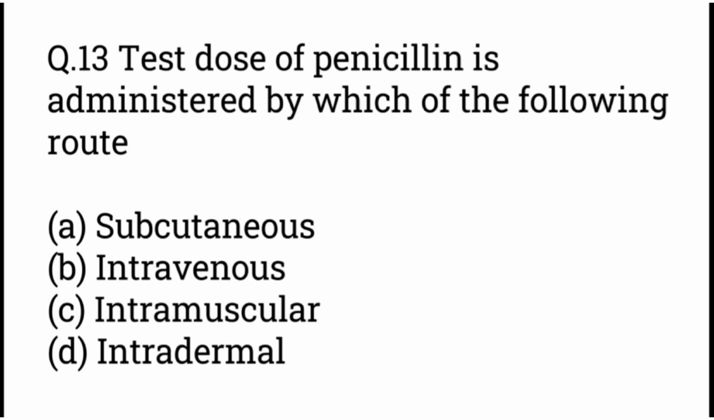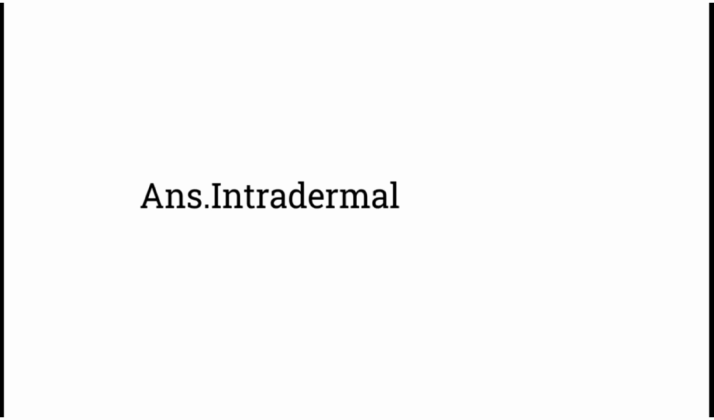Test dose of penicillin is administered by which of the following routes? See, penicillin drugs and derivatives of penicillin, we are always supposed to give the test dose. But we say that test dose we give antigen sensitivity test. Now, administered by which of the following? Subcutaneous, intravenous, intramuscular, or intradermal? Here the answer is intradermal. We give intradermal antigen sensitivity test.